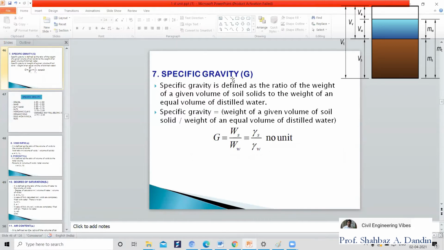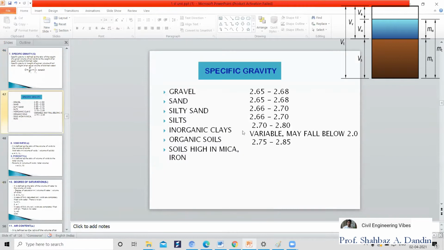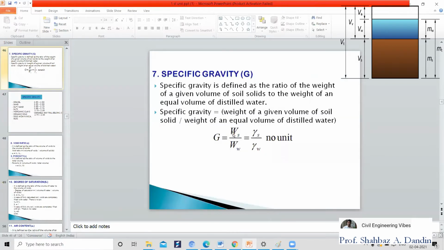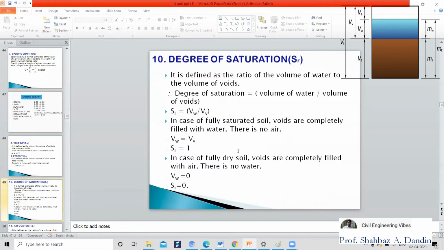Now, specific gravity. You people have determined the specific gravity. What do I do? I take the weight of any substance, we'll be considering it as solids, and I compare it with respect to water at a specified temperature. Right? This is specific gravity.